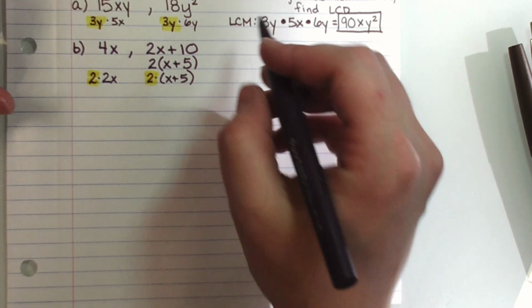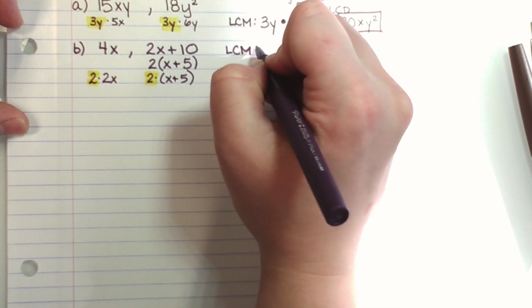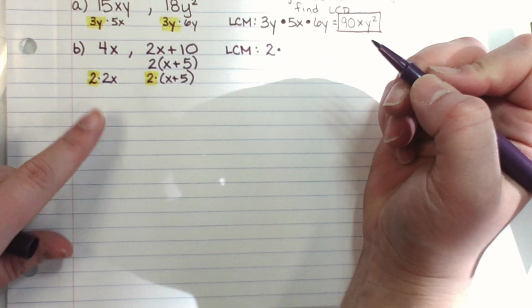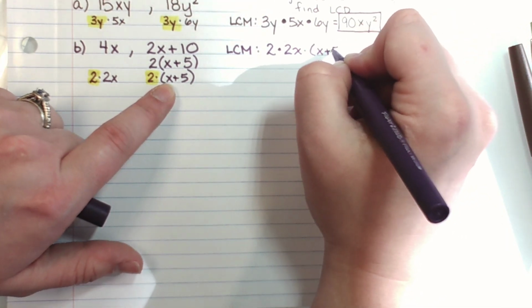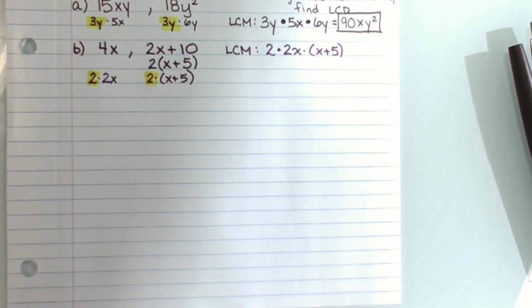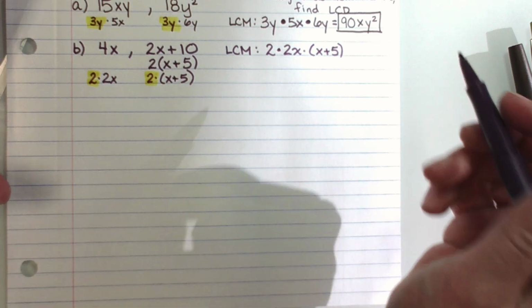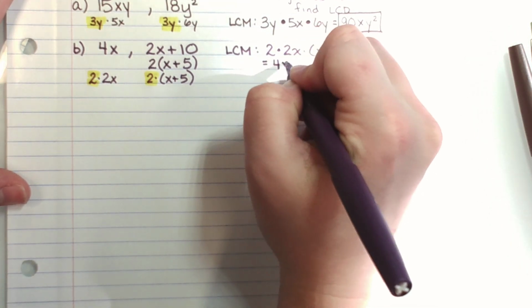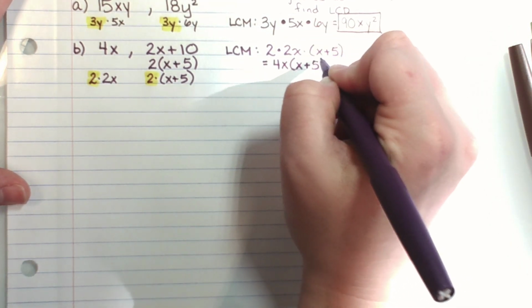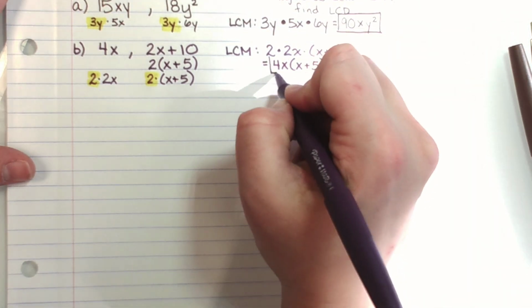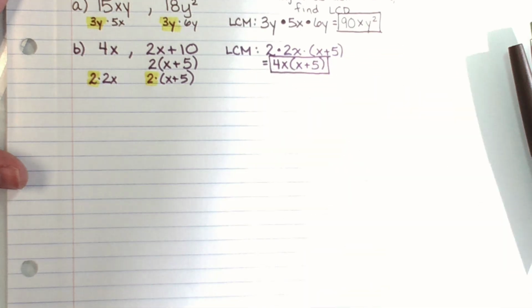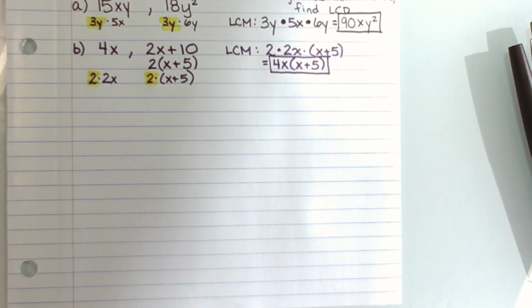My least common multiple needs what they have in common and everything they don't. They have the 2 in common. Not in common is a 2x. Not in common is an x plus 5. Simplify by multiplying the monomials together. 2 and 2x is 4x, and leave the binomials as the binomials, x plus 5. That is the least common multiple. That is what you would need for a denominator if those were the denominators in your fractions.